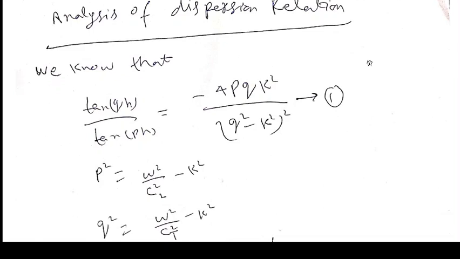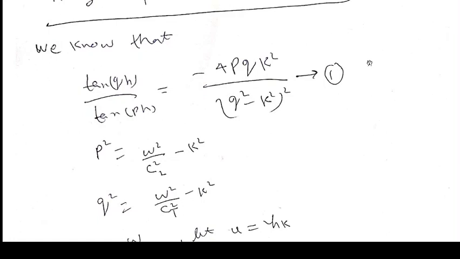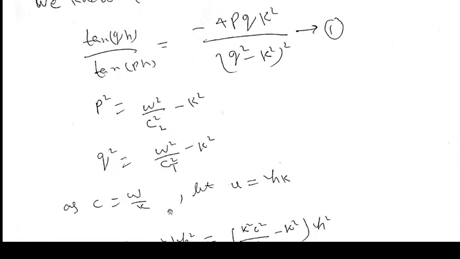Let us start. We know that for equation number 1, this is the special relation for isotropic plate symmetric modes. For symmetric modes, where P squared is this and Q squared is this, we have omega equal to kc. K is the wave number, omega is the frequency, c is the phase velocity. Let u be equal to hk. Now h is the thickness of the plate and k is the wave number. So when you take u equal to hk, it means that we have normalized the wave number k.